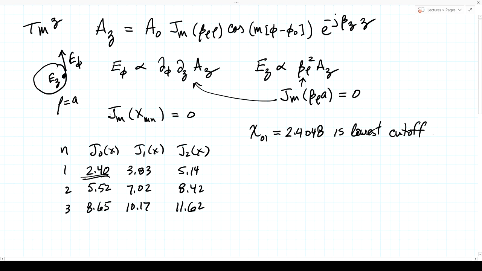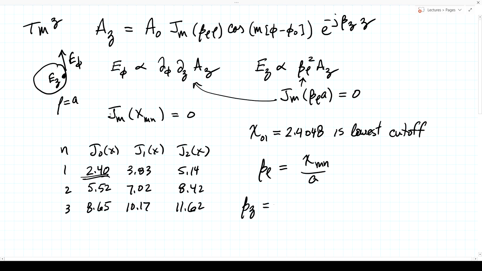So in this case, since chi has got to be equal to beta rho a, then beta rho must be equal to these chi values over a. For the TEz case, they were the chi primes, the zeros of the derivatives of the Bessel function. For the TMz case, they're just the chi's, which are the zeros of the Bessel function. So we choose an m and an n. That's one of these values. That fixes our beta rho.